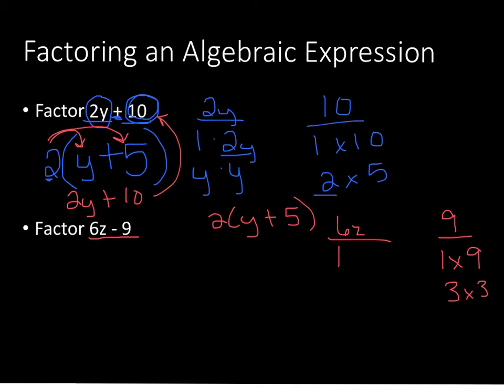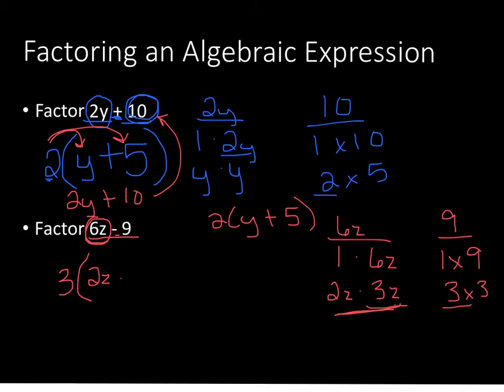For 6z, I could do 1 times 6z. I could do 2z times 3. All right, so as you can see, we've got a 3 in here that we can work with. So what I'm going to do is pull out that 3 and start my parentheses and ask myself, okay, 3 times what gives me 6z? I already know from over here, 3 times 2z would give me 6z.